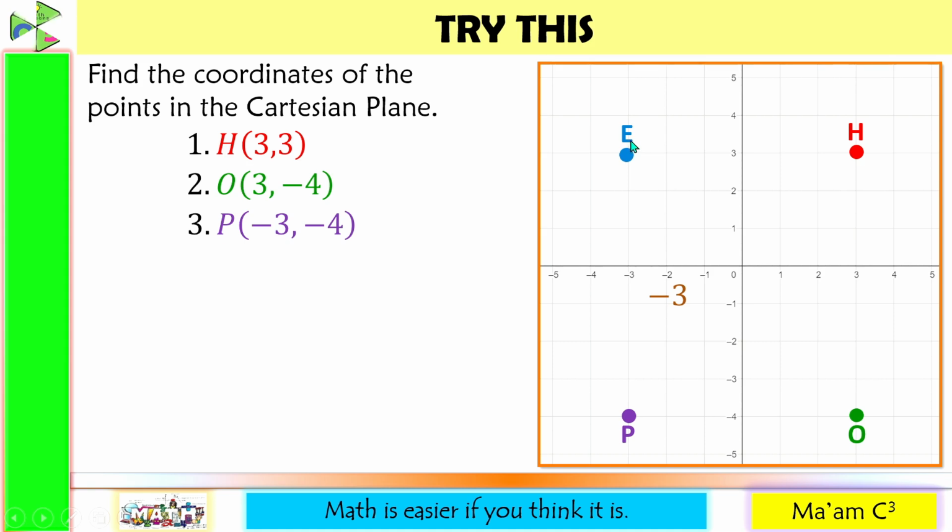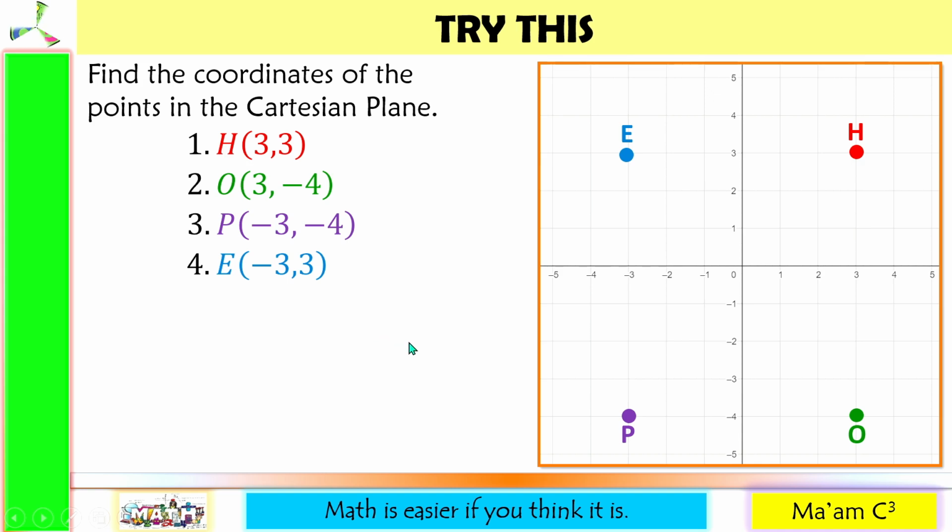And for the last point, let's have point E. Let's start at the origin. To go here, we need to move to the left first. That is also 1, 2, 3. 3 units going to the left, negative 3. So you're here. From here, you need to go up, and that is 1, 2, 3 units going up, positive 3. So point E has coordinates negative 3, positive 3.